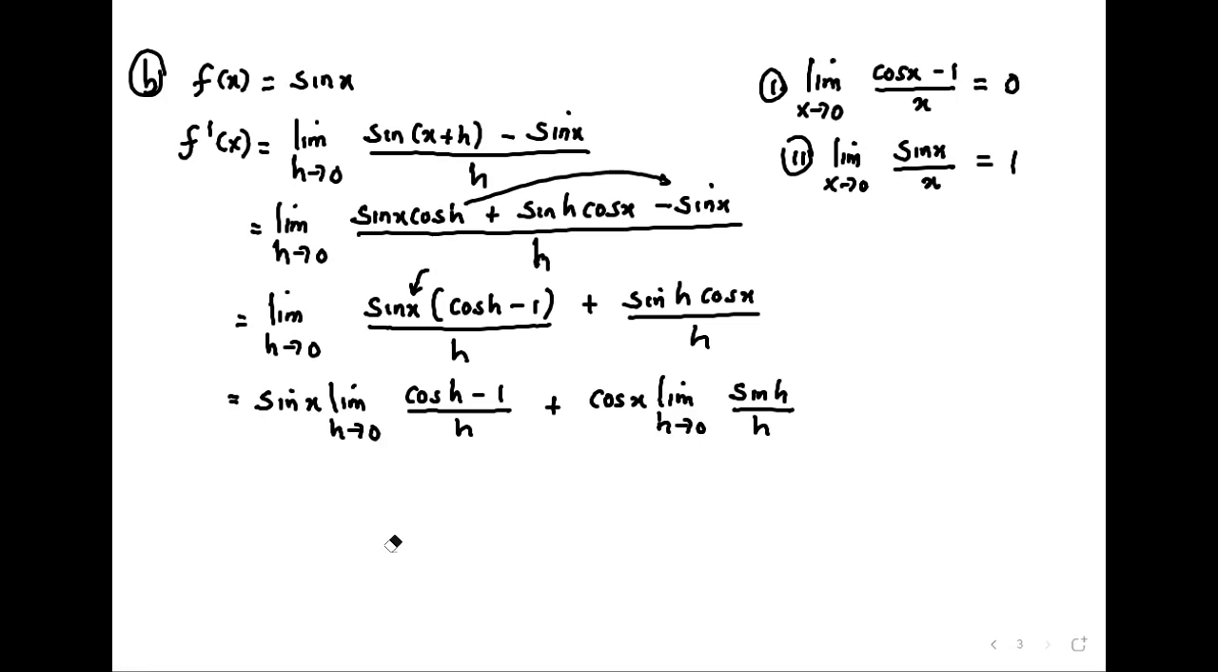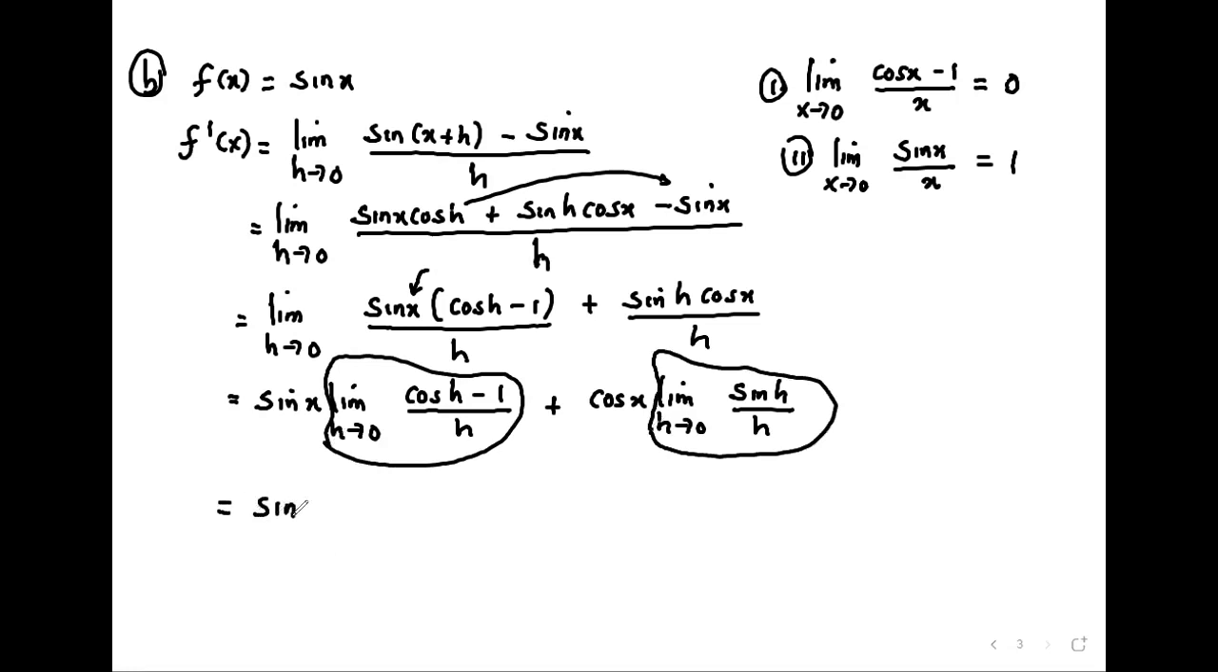So now, from the identities, we see that this one goes to 0, and this one goes to 1. So we're going to have sine x multiplied by 0 plus cos x multiplied by 1, which is going to be cos x.